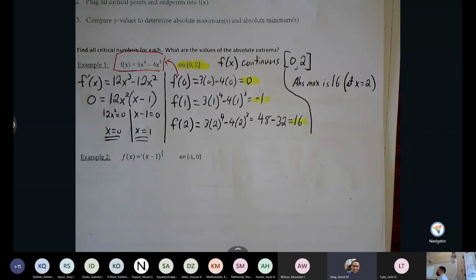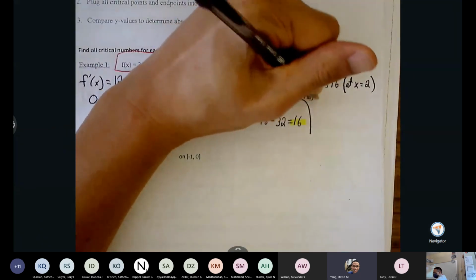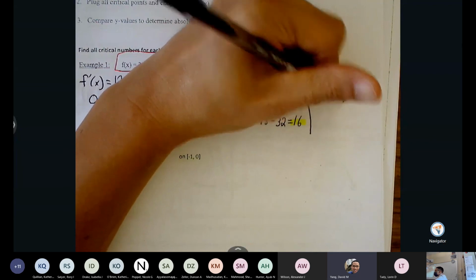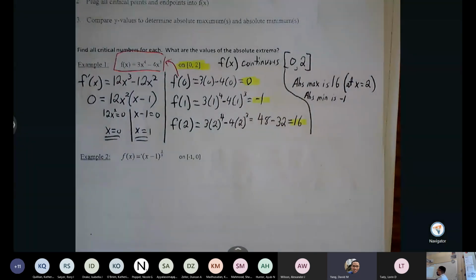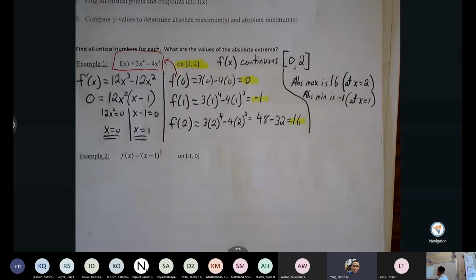Okay. What's the lowest y value that you see? -1. So we say absolute min at x equals 1. Okay, any questions with that?